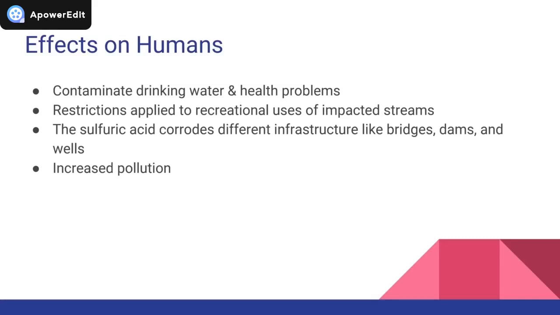The sulfuric acid also corrodes different infrastructure like bridges, dams, and wells, which makes transportation and commuting in general more complicated for the population. And AMD also increases pollution by leaching toxic metals such as arsenic, chromium, and lead from waste rock.